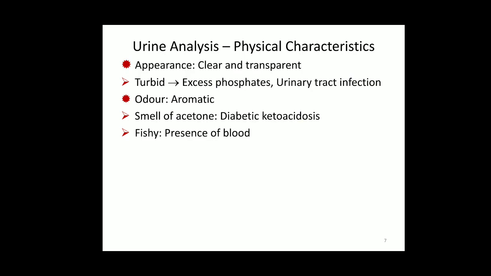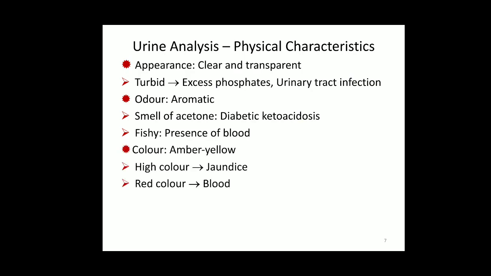Then an aromatic odor is a normal odor. If you get the smell of acetone, it is diabetic ketoacidosis. If it is fishy, then there is hematuria, excretion of RBCs or hemoglobin, in the presence of blood. Then color: normal color is amber yellow. If it is highly colored, deep yellow, it is seen in jaundice, as you all know. If it is red, it indicates the presence of RBCs or hemoglobin, blood.